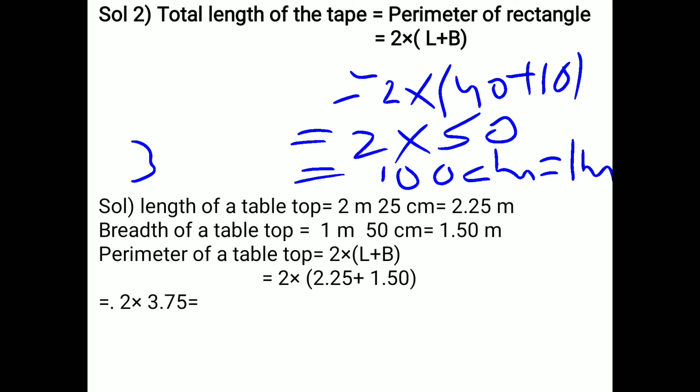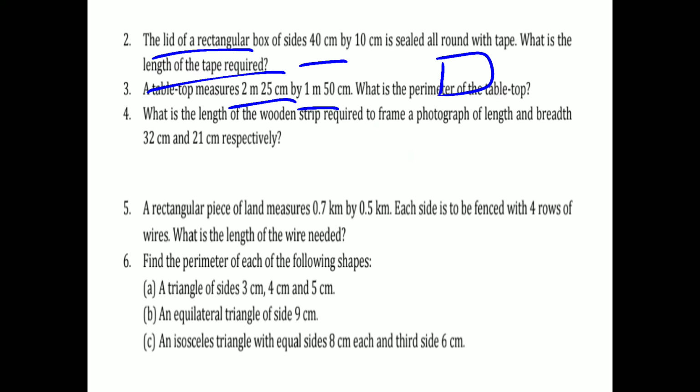The formula will be 2 into (L plus B). Put the values: 2 into (2.25 plus 1.50). When you add it, the answer comes 2 into 3.75. Now you multiply it, and the answer will be 7.50 meter. Clear? Now we do the next question.